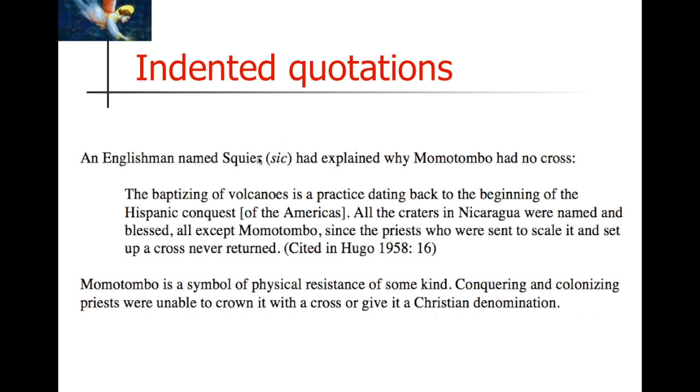The sic here is because that's an unusual spelling of squire. It's usually S-Q-U-I-R-E. This man's name was spelled I-E-R. I actually had to go and check it. So I put the sic, the thus, really. Yes, I haven't made a mistake, folks. It really is like that.